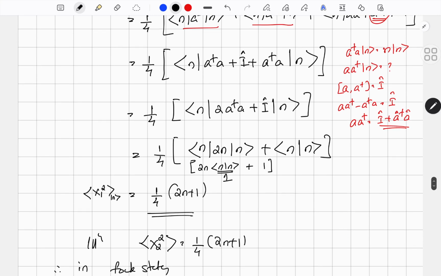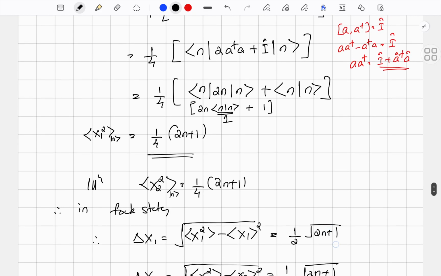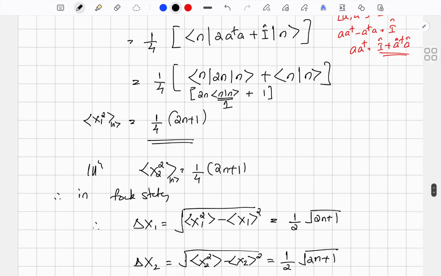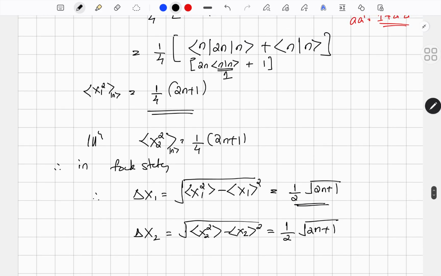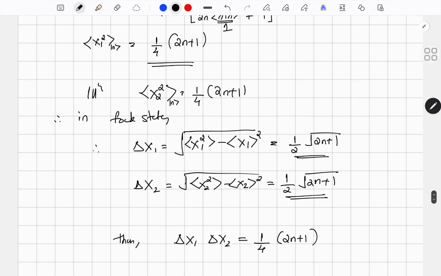Okay, and similarly I can find the expectation value of x2 square in the number state. It is 1 by 4 (2n plus 1). So both x1 square and x2 square are equal. Therefore in the Fock state I can calculate the uncertainty in x1 and x2. By definition it is the square root of the expectation value of x1 square minus the square of the expectation value, and that would be equal to 1 by 2 root of (2n plus 1), and the uncertainty in x2 would be 1 by 2 root of (2n plus 1). So finally the product of the uncertainties delta x1 delta x2 would become 1 by 4 (2n plus 1).